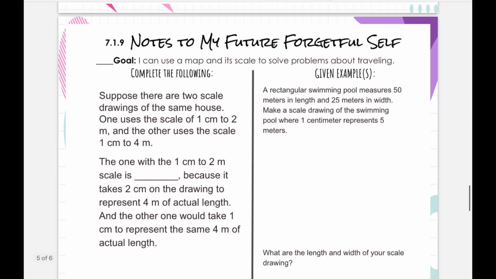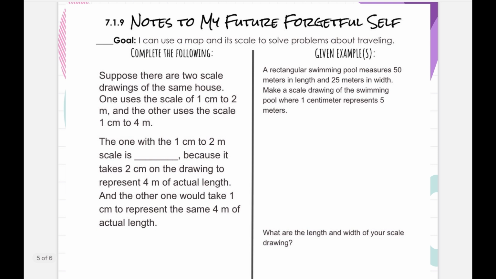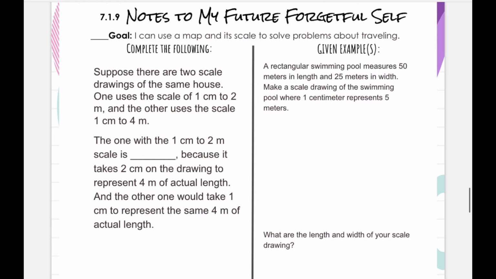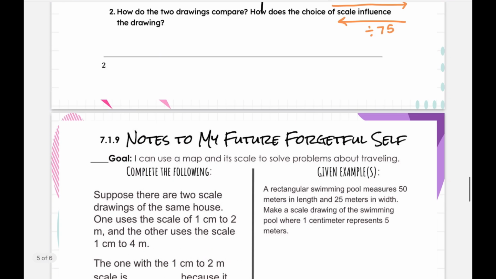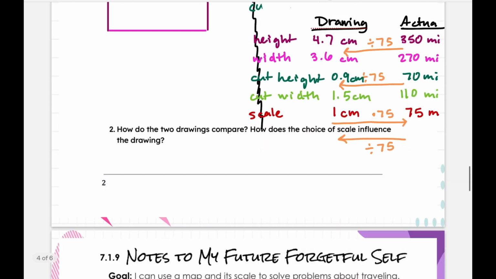So let's summarize. Let's take a look at the notes to our future forgetful self because we always forget after a couple days pass. So let's take some notes now that we can read later. Suppose there are two scale drawings of the same house. One uses a scale of 1 centimeter to 2 meters, and the other uses a scale of 1 centimeter to 4 meters. Just like we saw with the Utah, they are going to be different sizes.